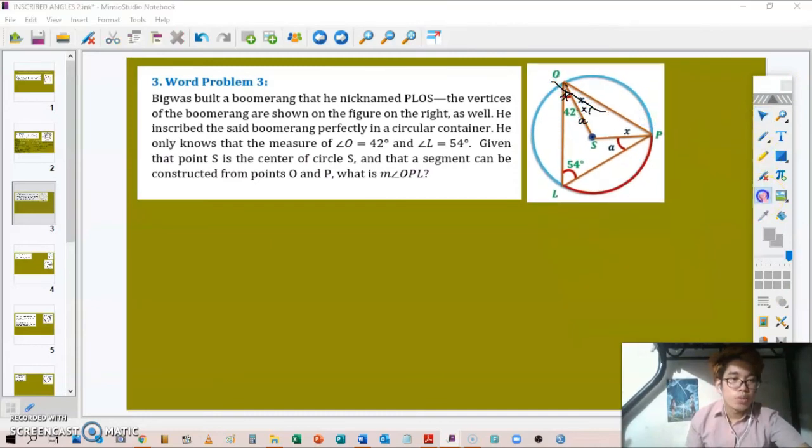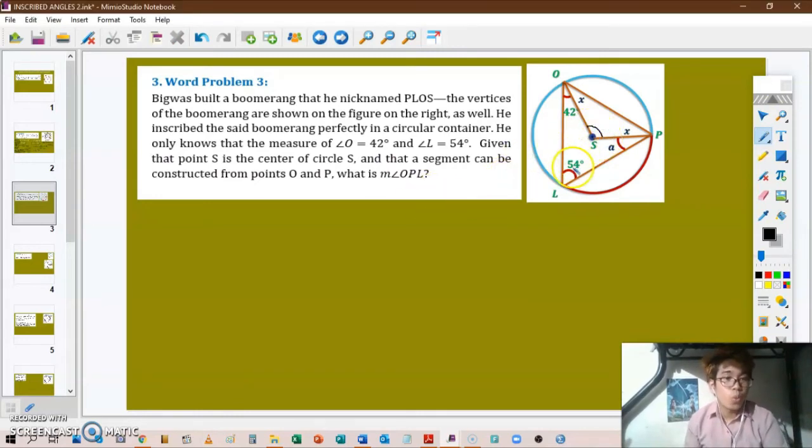Okay, a much bigger figure and much clearer. So to get the measurement of S, we can say that the central angle is always twice the subtended angle that we have here. So if we have here 54 degrees, then this is going to be 108 degrees. And also, of course, this one is going to be equal to 108 degrees.